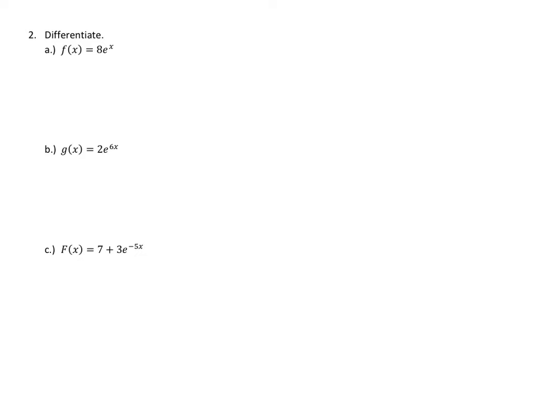In these examples, we're going to be taking the derivative of functions involving e to the x. From our notes and videos, we've learned that the derivative of e to the x is e to the x. So we will use that in these examples. Here our first function is f of x equal to 8 times e to the x.